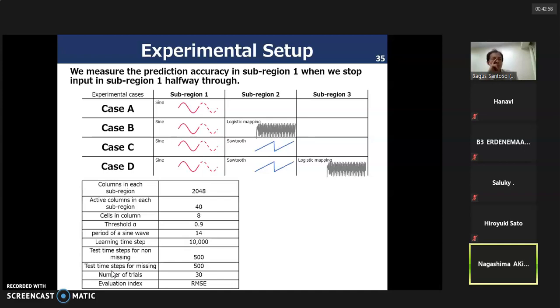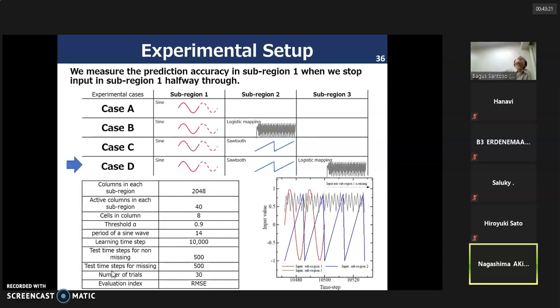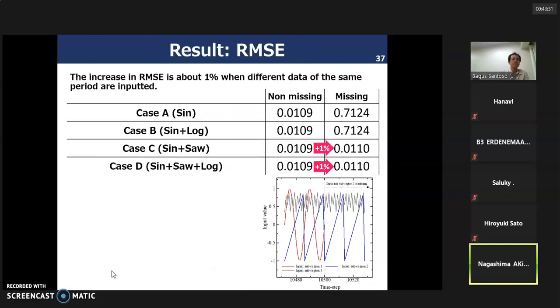The learning process stops at time step t equals 10,000. The input data to subregion 1 stops at time step t equals 10,500, and we compare the RMSE in subregion 1 before and after 500 time steps from t equals 10,500. For example, this figure is a graph of inputs around time step 10,500 of case D. The results of the experiments show the RMSE for each case in the table. The increase in RMSE is about 1% when different data of the same period are inputted.